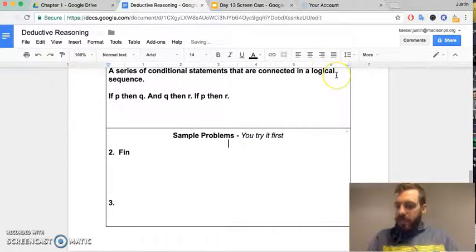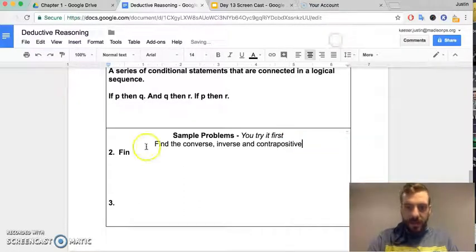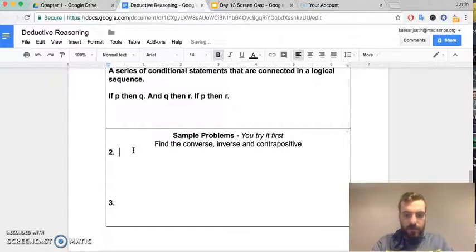So for the sample problems, I want you to find the converse, the inverse, and the contrapositive for these two examples. For example number 2, I want you to find those 3 things for: if you live in Atlanta, then you live in Georgia. So that is a true conditional statement.